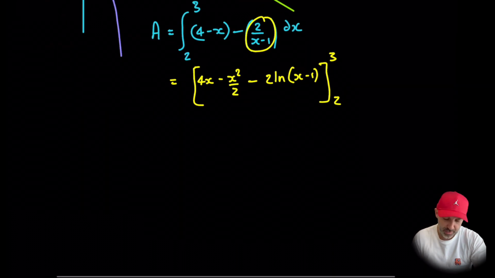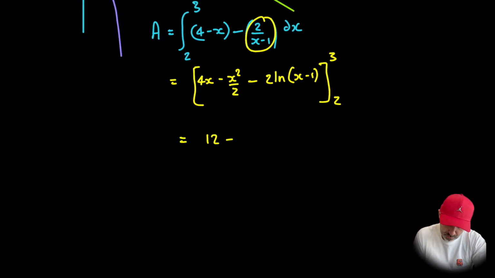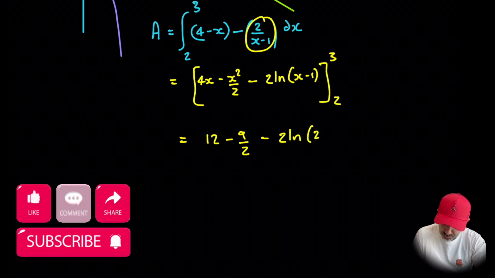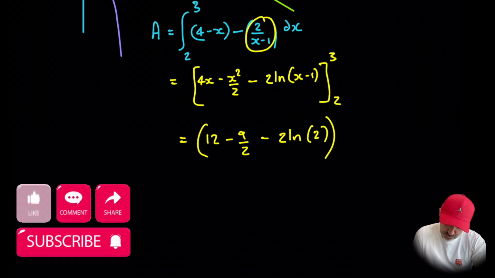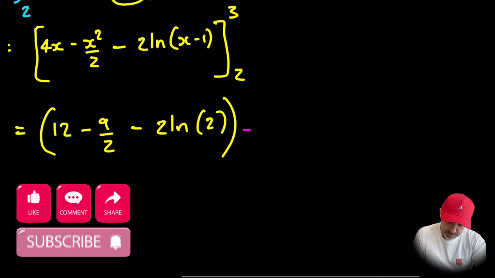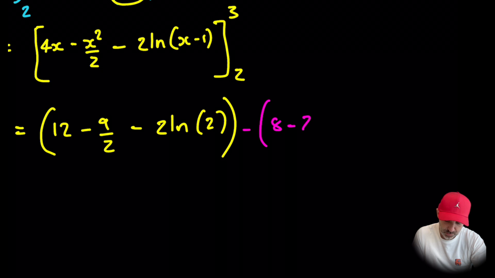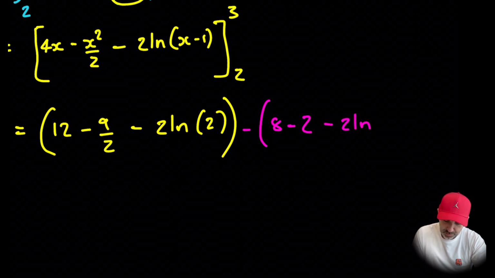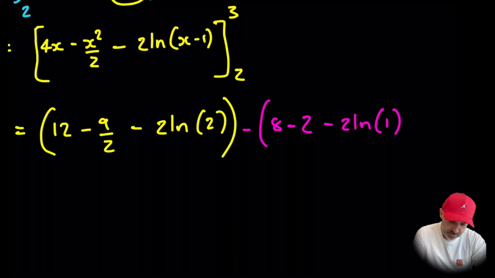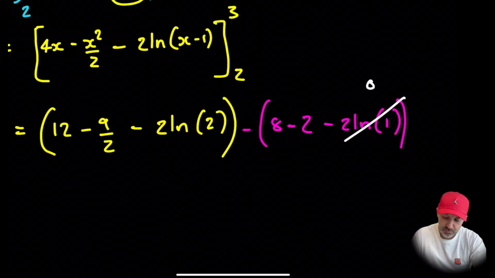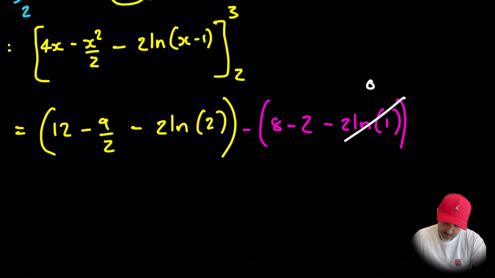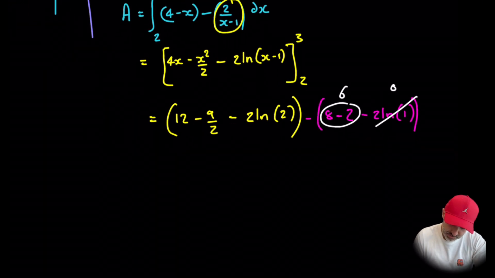So let's go ahead and plug all of that in. So when we plug 3 in, we're going to get 12 minus 9 over 2 minus 2 natural log 2. And that is all subtract. Let's just do this in a different color. Let's plug 2 into this. So we're going to get 8 minus, now 2 squared is 4. 4 divided by 2 is 2. Minus 2 natural log. Now 2 minus 1 is 1, and we've seen this a few times. Let's just close that bracket off for now, but this is going to be 0, right? So this here is all going to be 0 because natural log of 1 is 0. So, and 8 minus 2 is also 6, so let's just tidy this up.